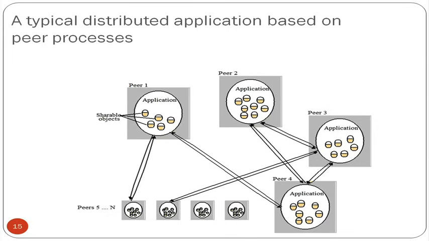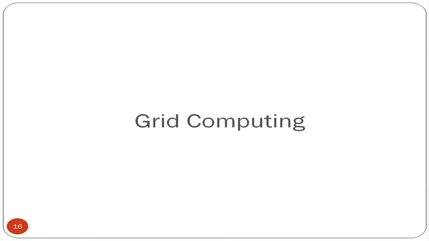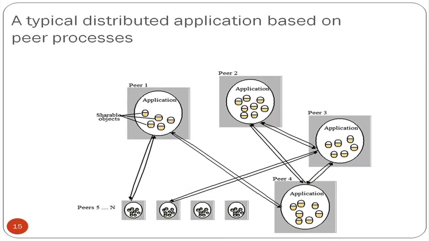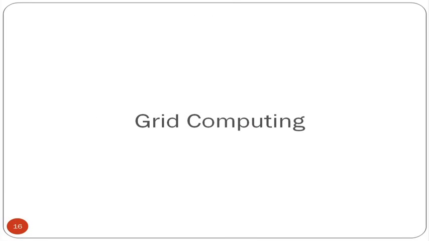So, I can have a typical distributed application based on peer processes. There are different peers, and different applications running in the peers, and it can so happen that these applications talk to each other to realize a particular job. So, there are applications based on these peer processes. These are different types of distributed computing paradigms.